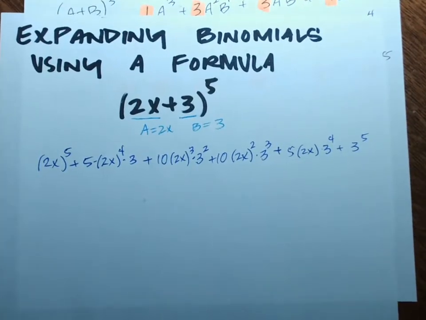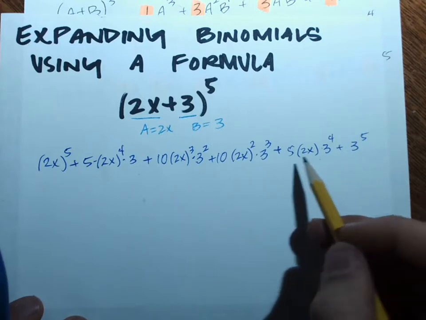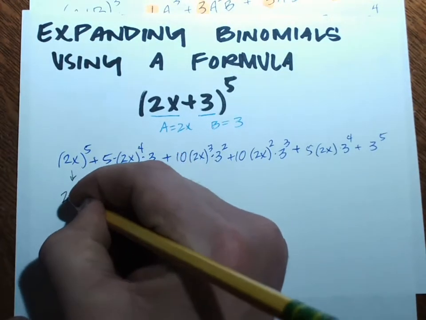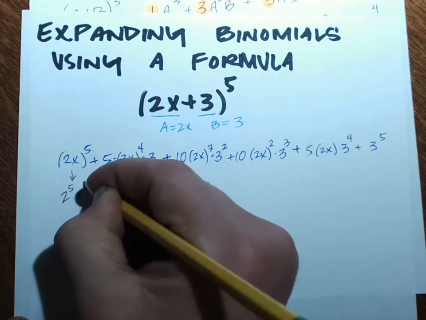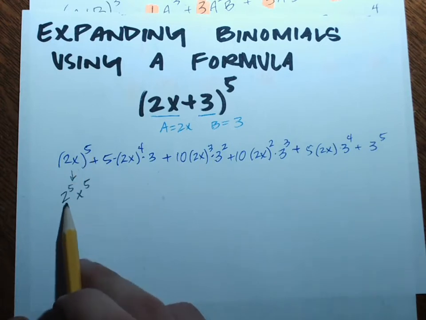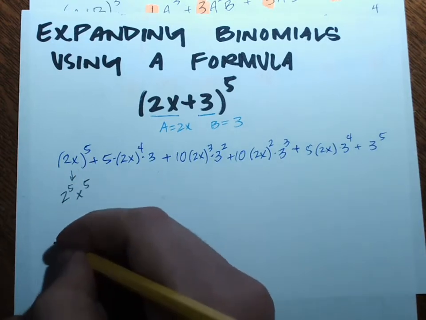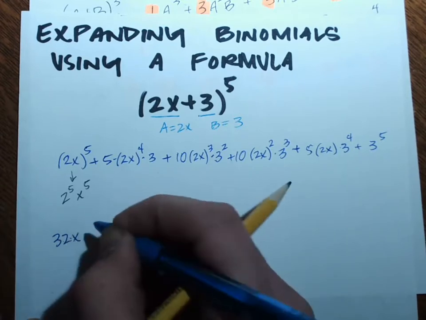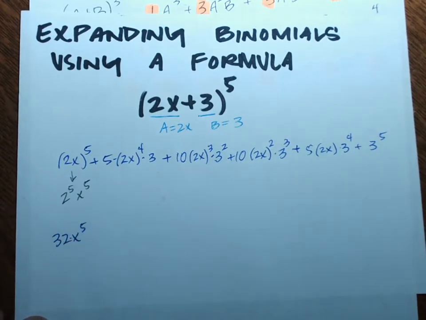So we're going to take a moment and simplify each of these pieces. Now this is the same as 2 to the fifth, x to the fifth. Both the 2 and the x are to the fifth power, and so 2 to the fifth is 32, and that is multiplying the x to the fifth. So that simplifies to 32x to the fifth. That looks better than it did before.